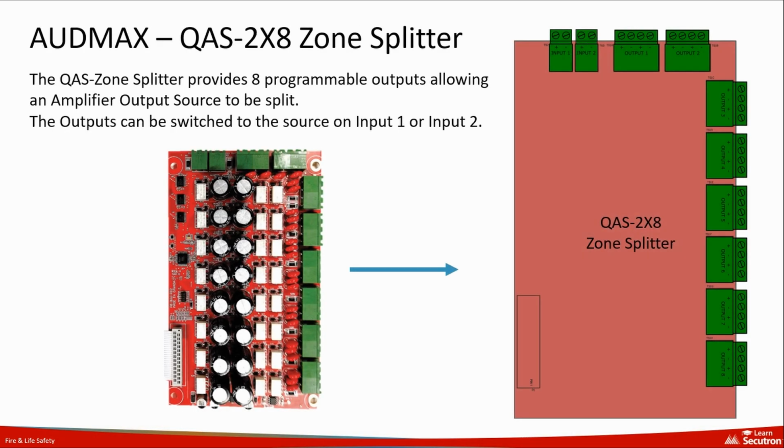The QAS2X8 zone splitter adds 8 fully supervised output circuits to the system, providing greater flexibility in zone control. Each circuit can be independently turned on or off and configured to receive audio from one of 2 amplifier inputs. This feature allows for targeted messaging and optimized zone management, ensuring precise audio delivery for diverse emergency communication needs.